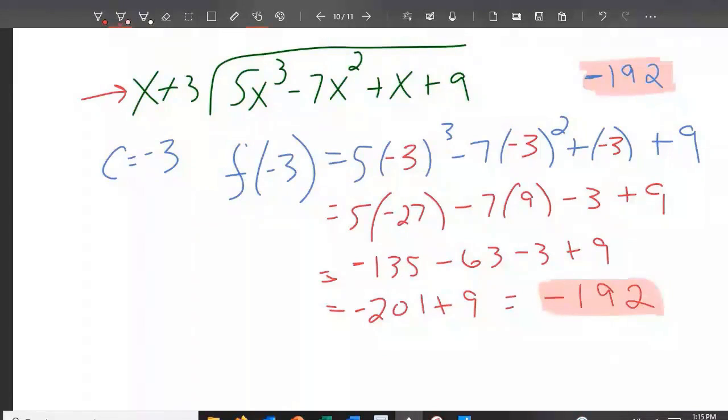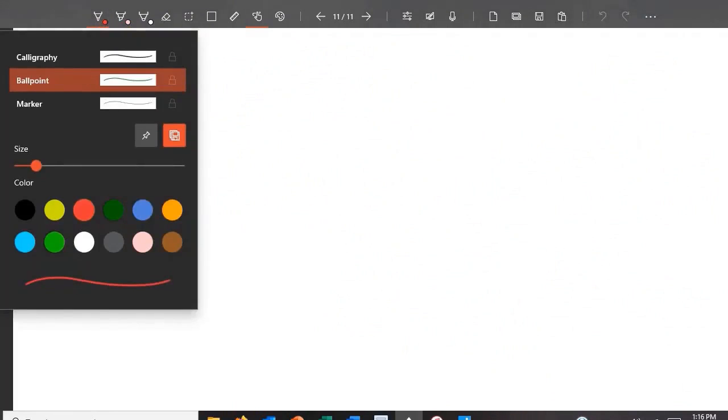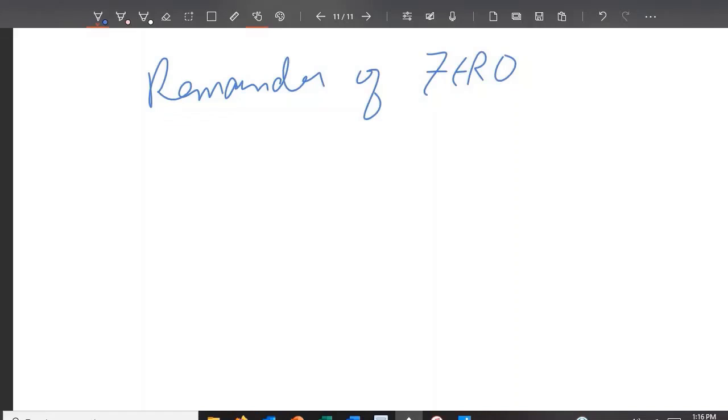Now, the remainder is important sometimes. I want to talk about remainder of 0. Remainder of 0 means something special. If we have a 0 as a remainder, that means x minus c is something special.